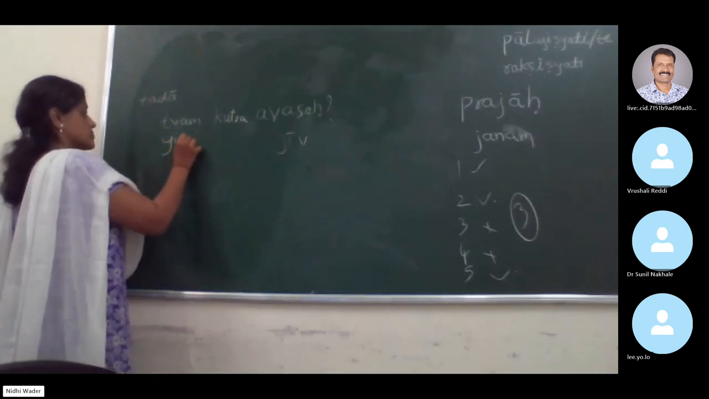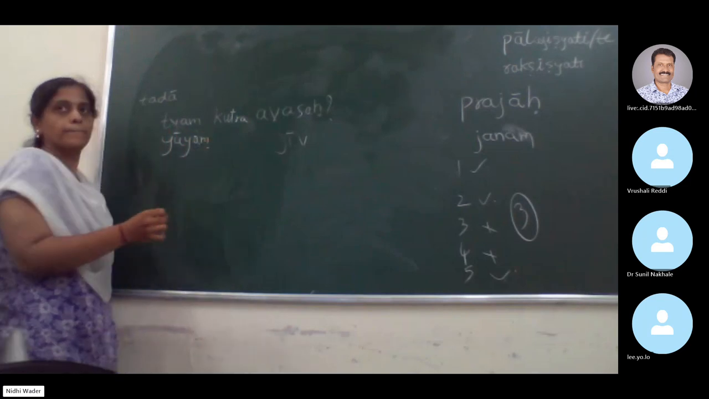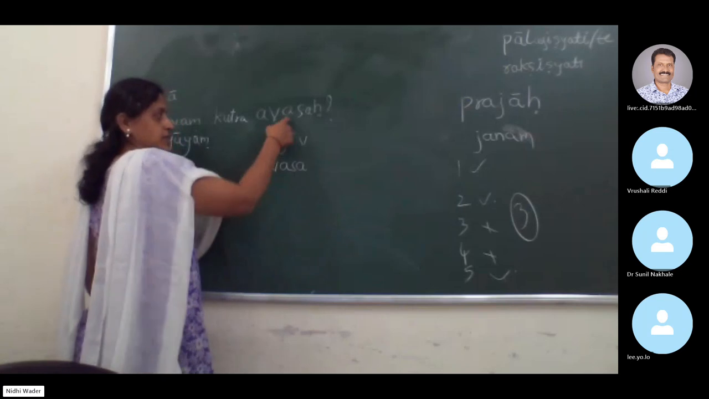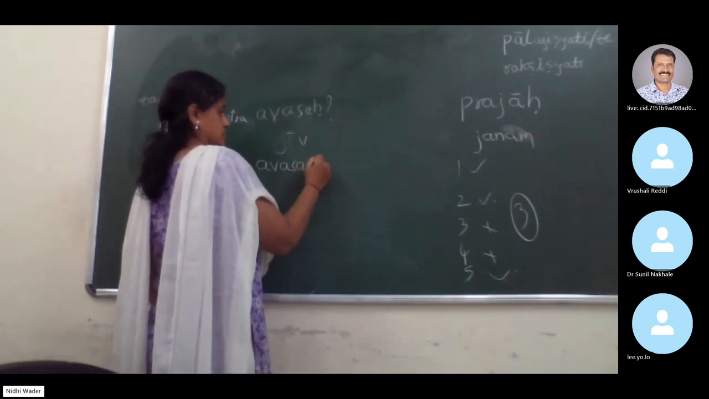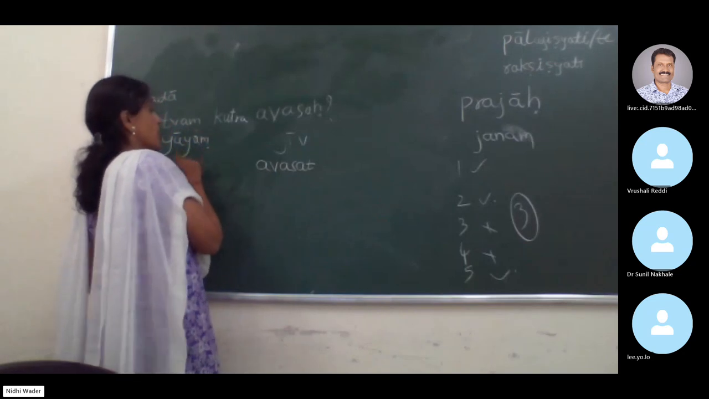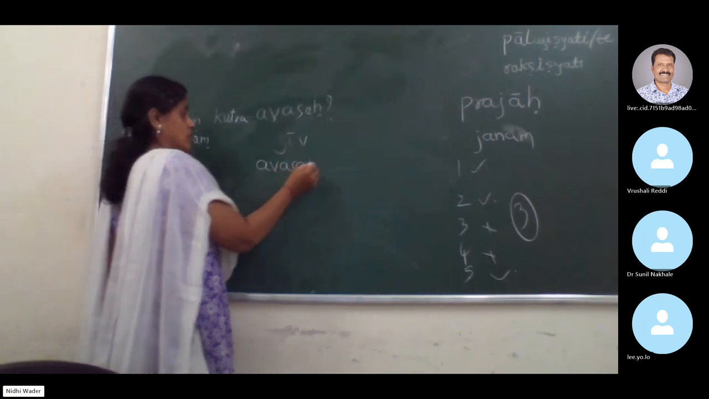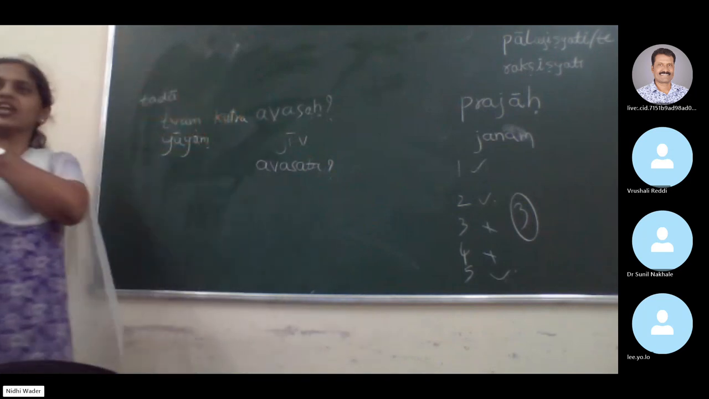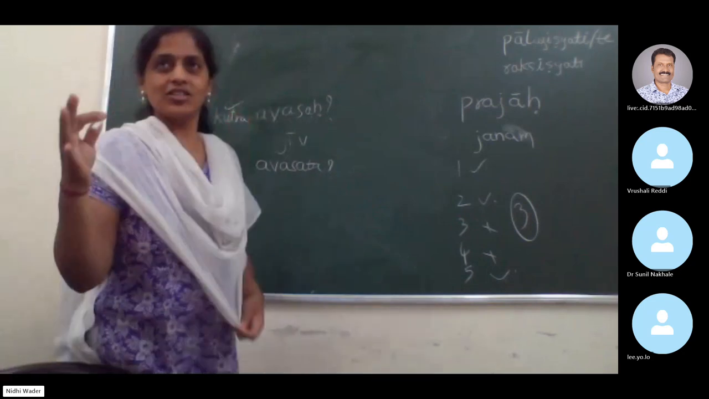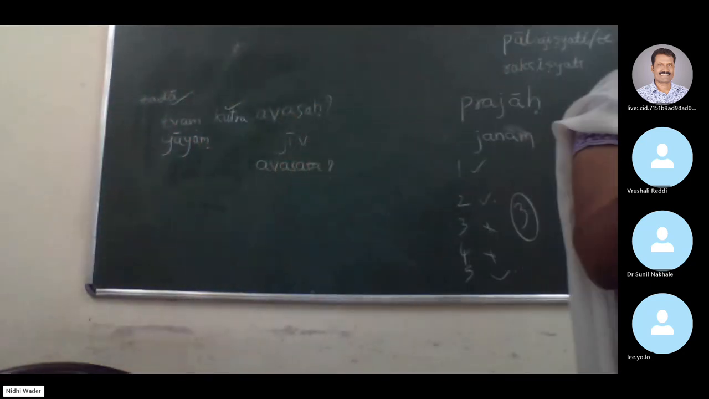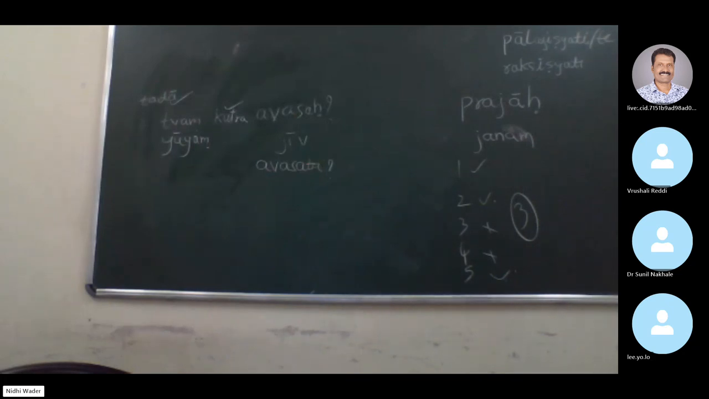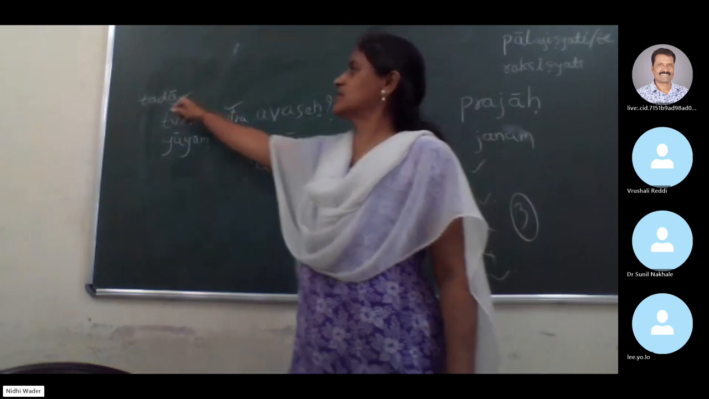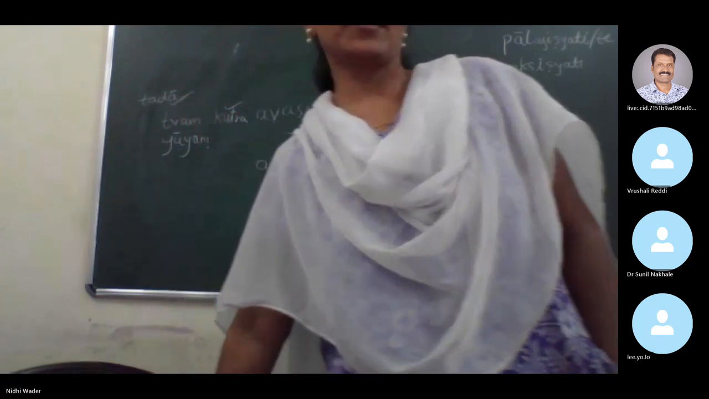And if you are using yuyam, then avasaha will change to the plural. I'm using plural yuyam, so avasata. Yuyam putra avasata. And this tada and putra will not change because they are indeclinables. Tada is indeclinable, putra is also indeclinable, so they won't change. They will remain as they are. Only tvam changes, because you have changed the subject, the verb will change. These two words will not change. Got it? Clear?